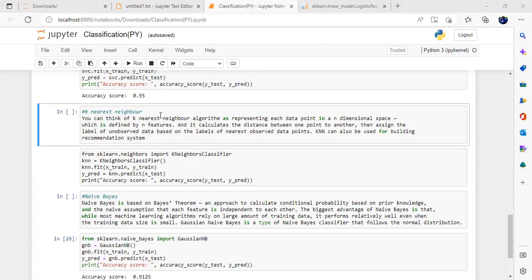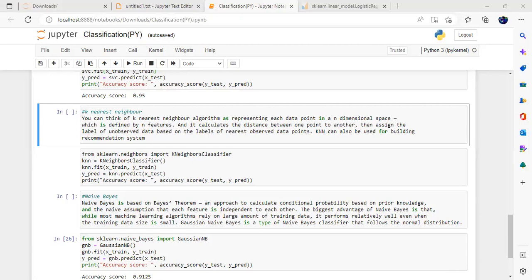So next, moving toward K nearest neighbor. It is as simple as that. The name itself is showing. You can think of the K nearest neighbors algorithm as representing each data point in a dimensional space defined by the n features. It calculates the distance from one point to another, then assigns the label of an unobserved data point based on the labels of the nearest observed data points. KNN can also be used for building a recommendation system. Okay, so I'll show you how that KNN looks.